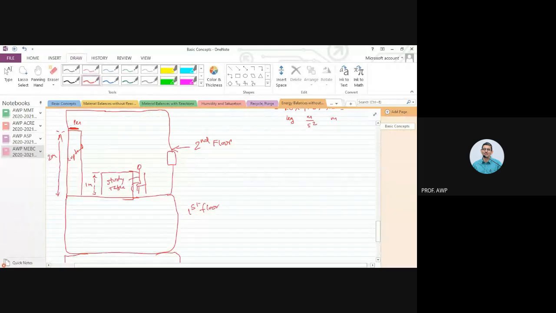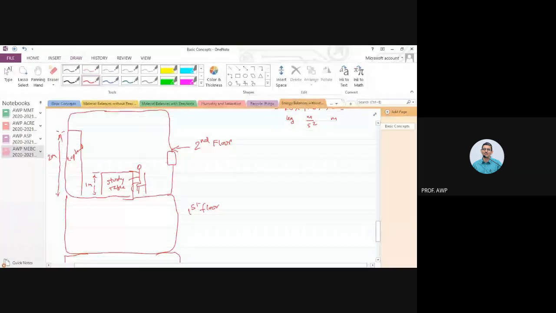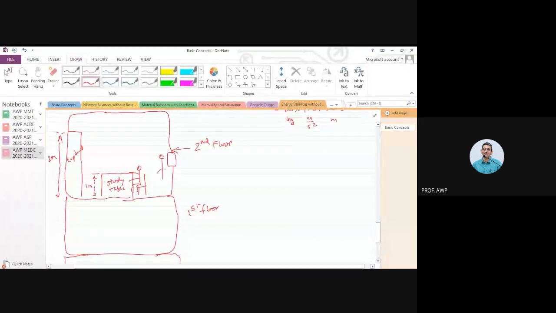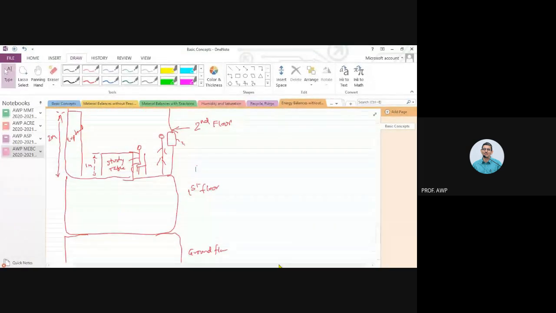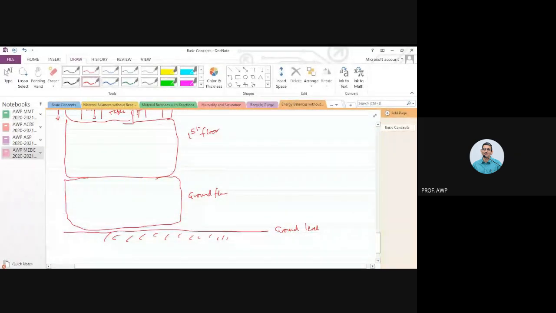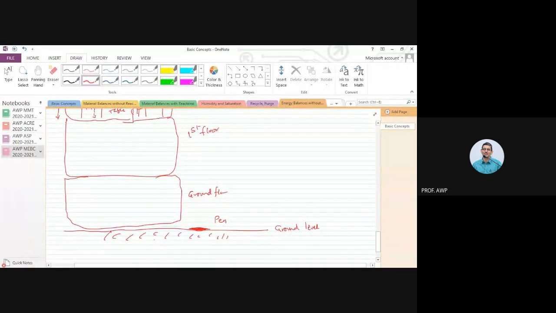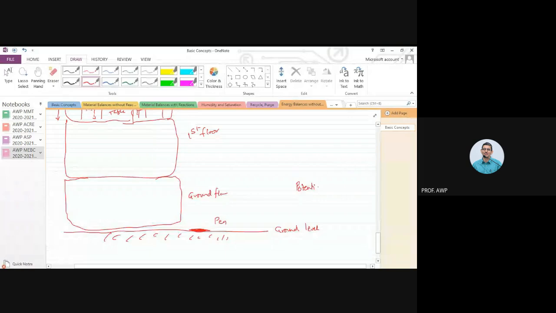And Praveen takes this pen. Oops, I don't want to remove the cupboard. So Praveen has taken the pen. Praveen has gone to the window. And Praveen has thrown the pen from the second floor window. Now the pen is on the ground floor. Praveen just got fed up with the MEPC class, just takes the pen, throws it out of the window. Now tell me, what is the potential energy of the pen?